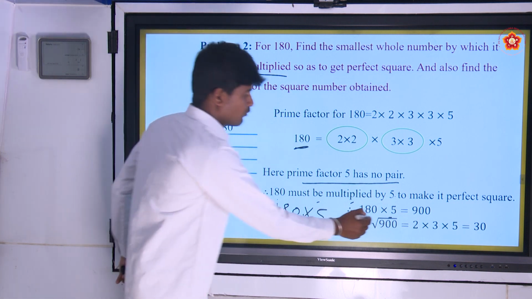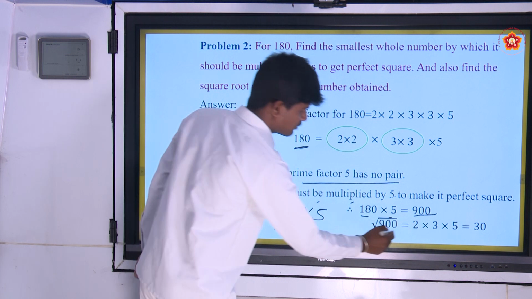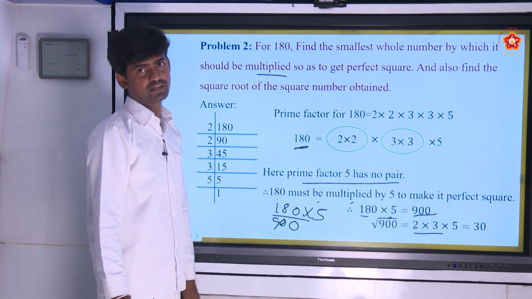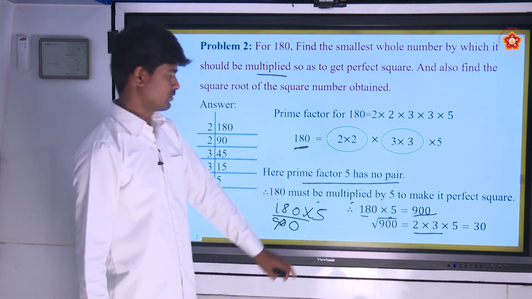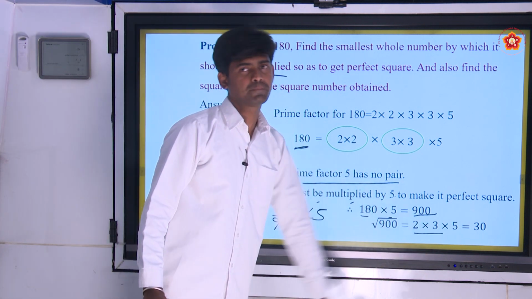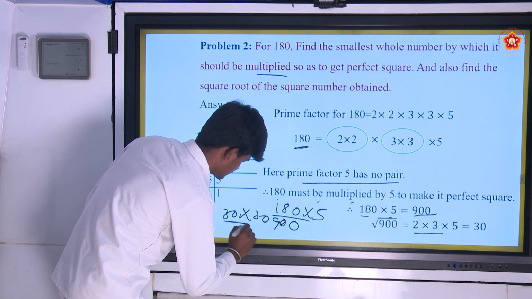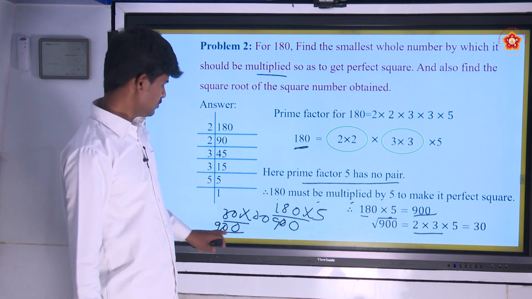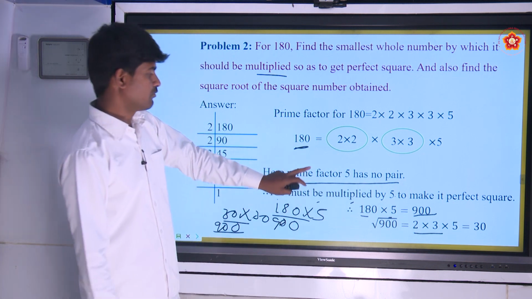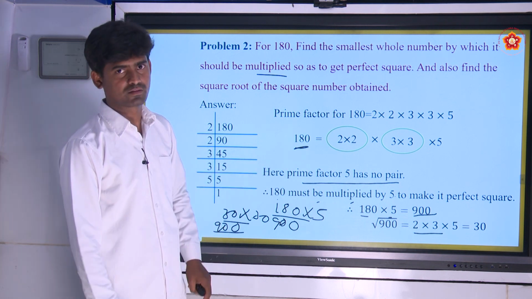So what is the square root of that 900? The square root of 900 can be written as 2 into 3 into 5. 2 3s are 6, 6 5s are 30. So 30 into 30 is 900. So 30 is the square root of that 900.